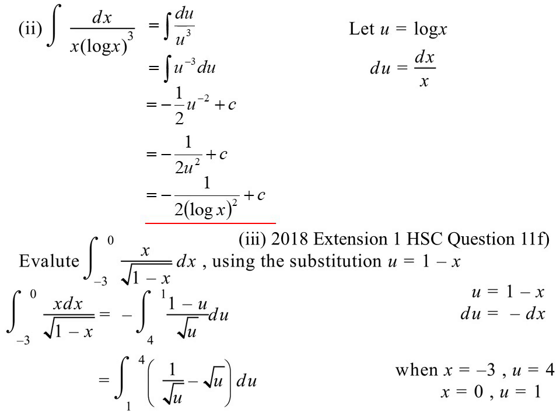Now that 1 on root u, sure, I could change that to u to the negative half, add 1 to the power over the power. But it's one of those ones that's well worth remembering because we see it a lot. So 1 over root u will be 2 root u. Now it's not on the standard integral sheet, but as I say, it's one well worth remembering. So then you don't have to go to the bother of, oh, let's put it into index form, add 1 to the power over the power, and then convert back.